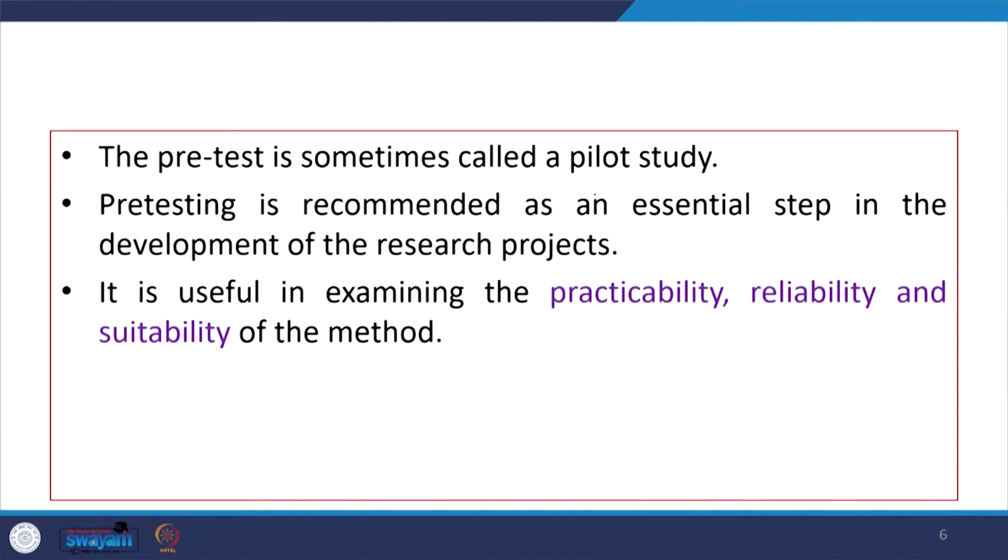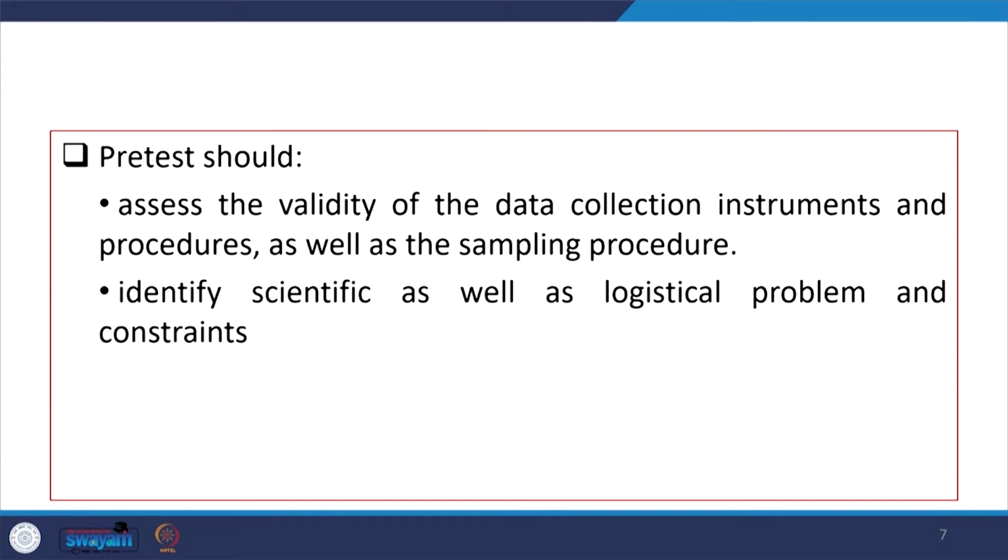The pre-test is sometimes called a pilot study. Okay. It is actually called a pre-pilot study. Pilot study, or sometimes it is called a pre-pilot study. So, pre-testing is recommended as an essential step in the development of research projects. It is useful in examining the practicability, reliability and suitability of the method. So, those aspects we are going to discuss in our successive slides.